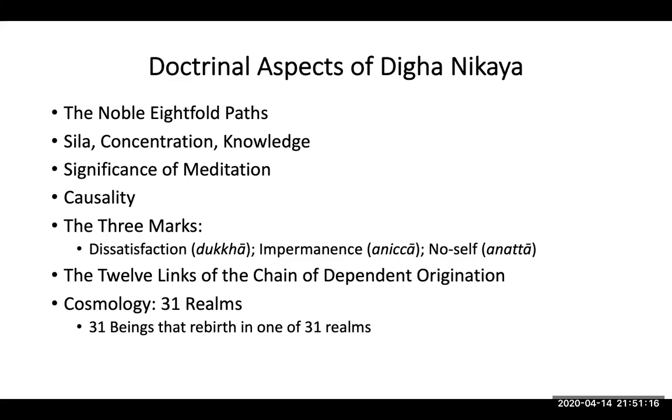And if you think about the underlying doctrinal aspect of Digha Nikaya, you might pull out these principles. The Noble Eightfold Path. So think about that. What are the 8 kinds of behavior or guideline? And this Noble Eightfold Path can be categorized into Sila, morality; Samadhi, concentration; and Panya, knowledge. According to the 8 kinds of practice.